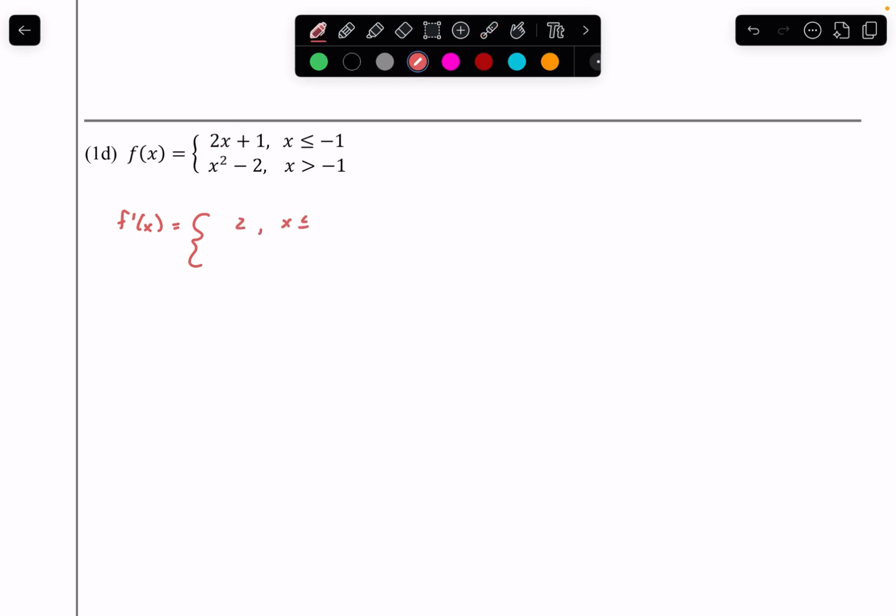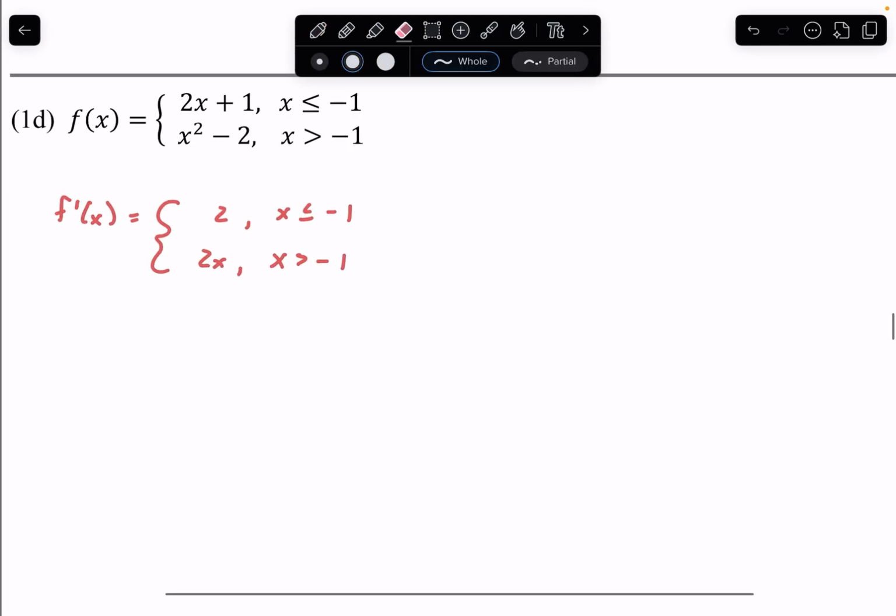Now, as long as x is less than or equal to negative 1, the derivative should be 2. As long as x is greater than negative 1, the derivative is going to be 2x. Even though the pieces should be the same, we don't know exactly what's going on with the derivative at x equals negative 1. So for right now, I'm going to leave this as not including negative 1. I may go back and decide that this can be "or equal to," but we have to do a little bit more analysis before we can definitively state that the slope is going to be 2 when x is negative 1.